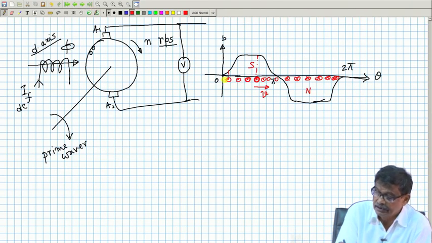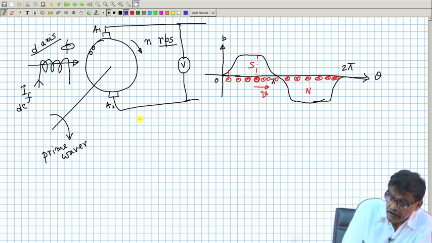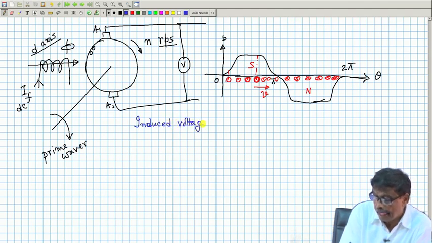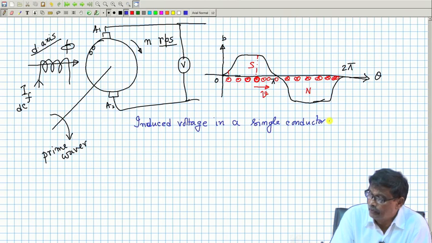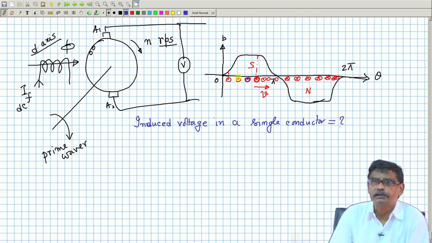What I will do is this, I will start from this, the induced voltage in a single coil, I will use a better pen. I will first calculate the induced voltage in a single conductor. How much is it? You pick up a single conductor, what is the induced voltage in it?